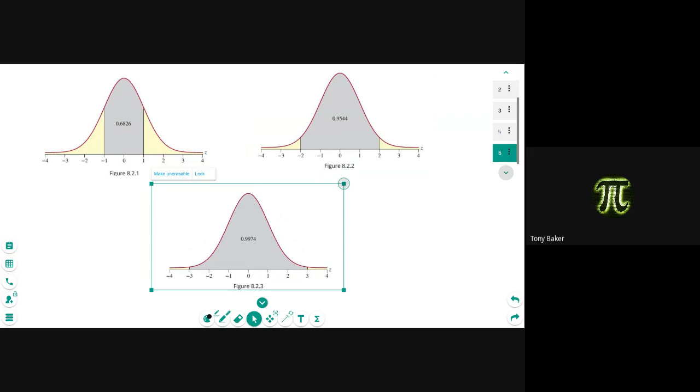So how many percent would 4 be? 99.99, something like that. The tables only go up to 3.9 or 3.99. So 3.99 gives you 0.99997.